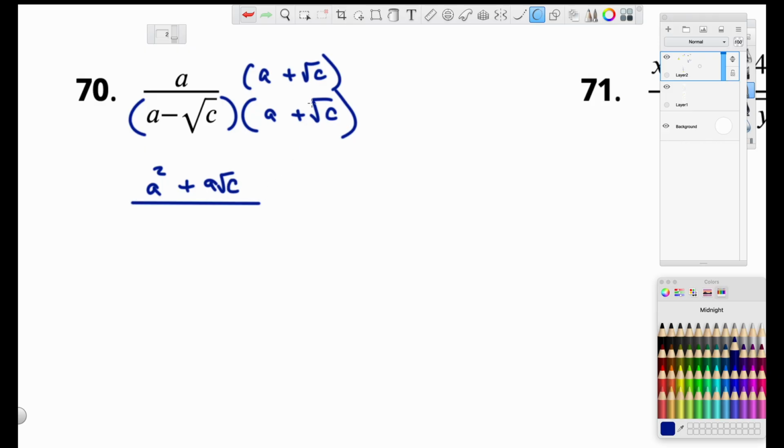Now, we know the middle term is going to cancel on this, okay? We recognize that. We don't have to do all the FOIL. I'm just going to multiply a times a is a squared. And then negative root c times positive root c is negative root c squared, which is a perfect square. So I get a squared plus a root c over a squared minus c. And that is it.